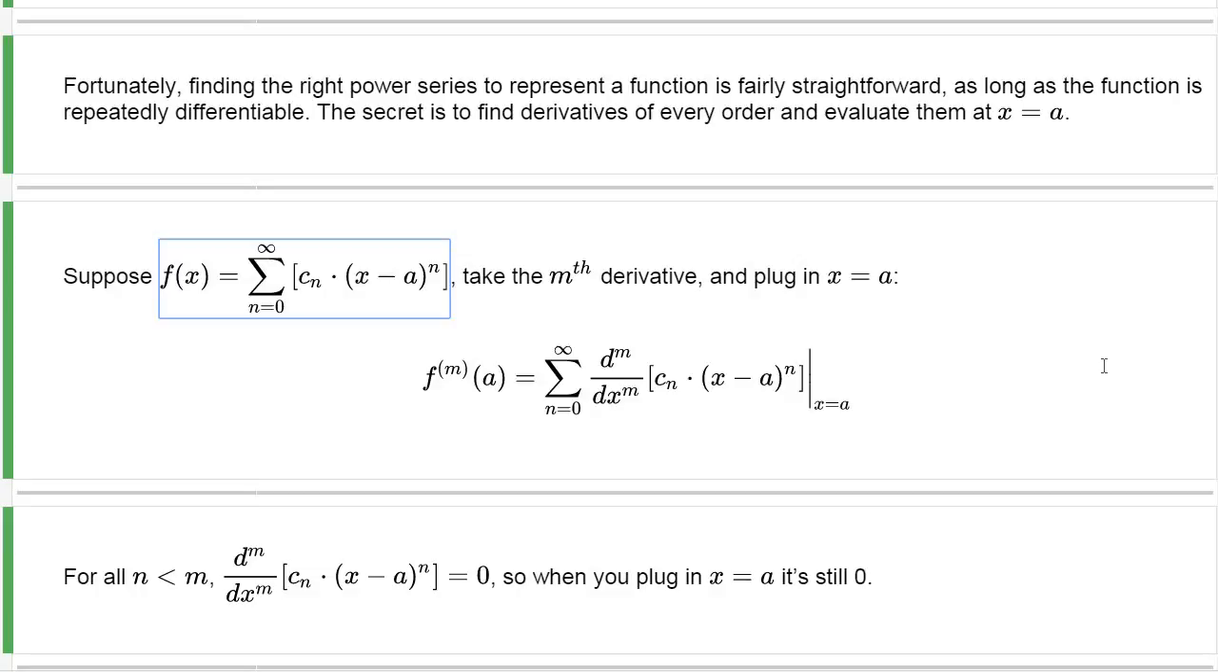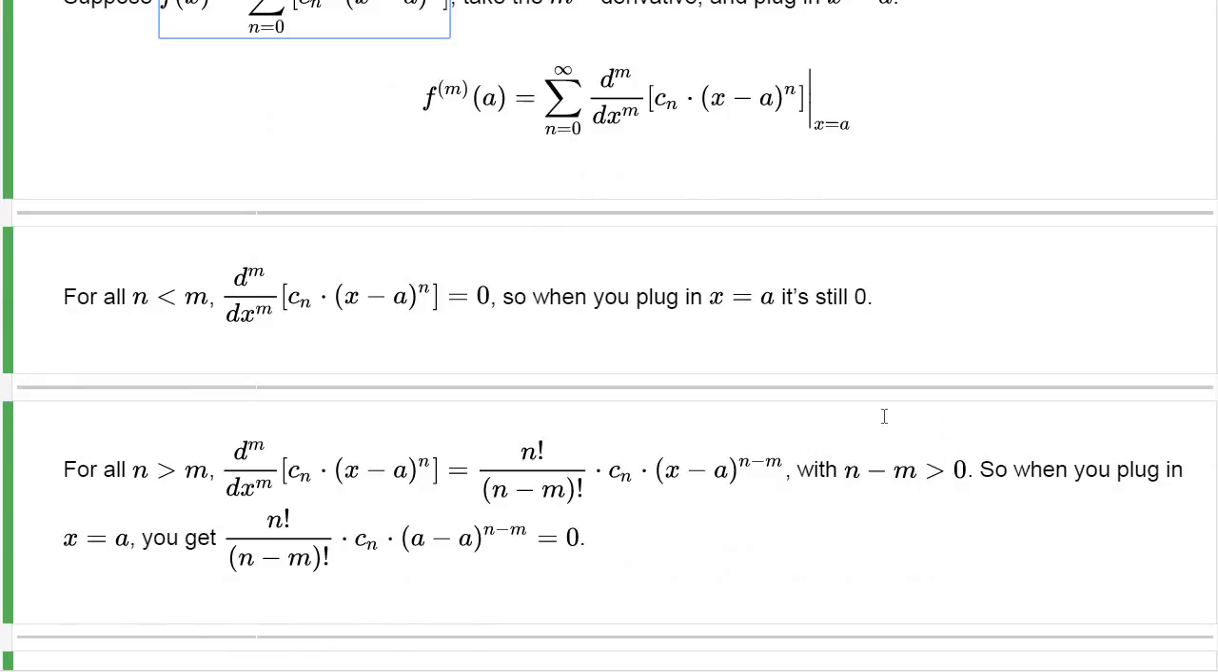So because we can differentiate term by term here, the mth derivative of this Taylor series would be the series where you add up the nth derivative of each term and then plug in x equals a. We want to figure out what these derivatives are. Okay, if n is less than m, so n here is the index on this sum.